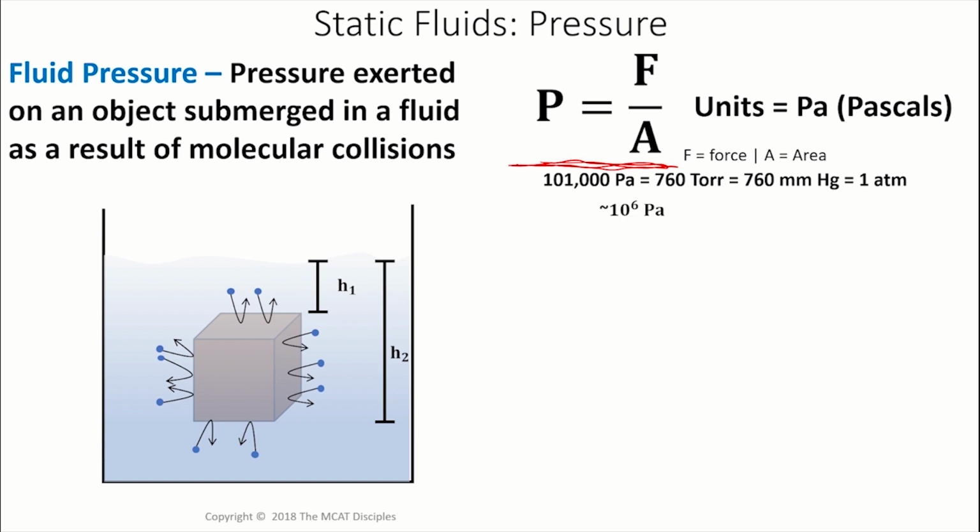And one atm can be approximated to 10 to the 5 pascals, so 101,000 can be approximated as 10 to the 5th, and that's the number you'll use.